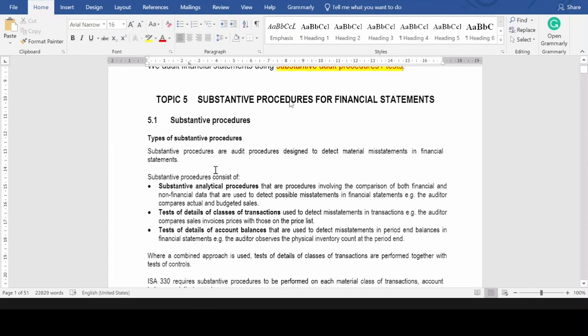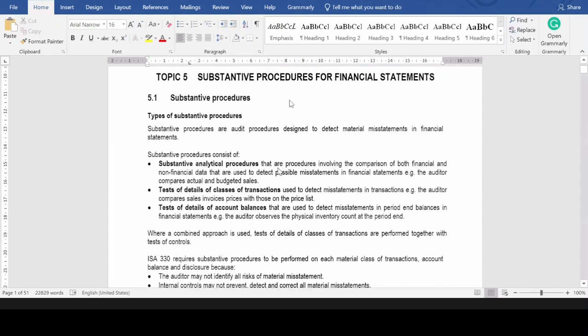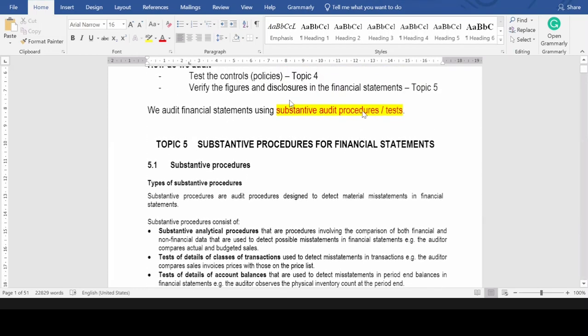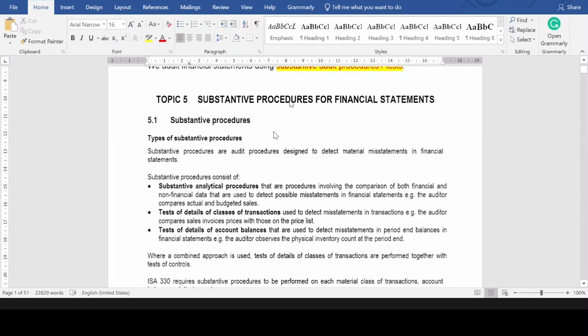You all know financial statements at this time. You know the statement of profit or loss and other comprehensive income. You know the statement of financial position. You know the statement of cash flows. You know the statement of changes in equity and the explanatory notes in the financial statements. So we audit them using substantive procedures or substantive tests, or what we call substantive audit tests. So they are the tests we use to detect material misstatements in the financial statements.